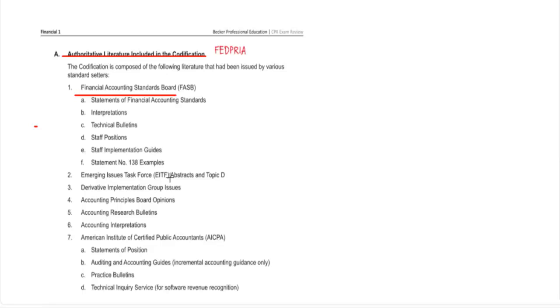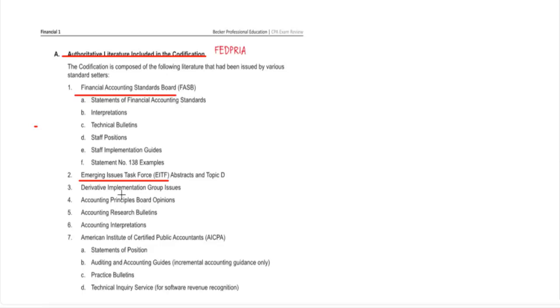The next authority after FASB is EITF, the Emerging Issues Task Force. If there is a journal issued by EITF, which is in addition to FASB and normal accounting standards, we'll rely on that. We will not go with any other document or journal.